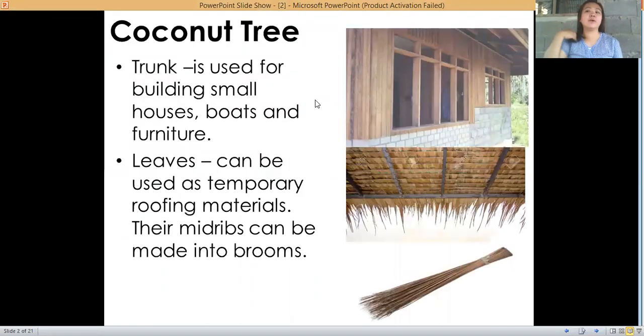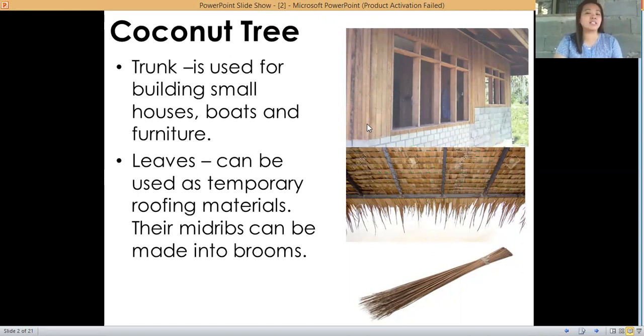For example, we have the coconut tree. From the coconut tree, we can get a lot of things. The first one is the trunk of the coconut tree. The trunk is used for building small houses, boats, and furniture. So look at this one. This is from the trunk of the coconut tree.